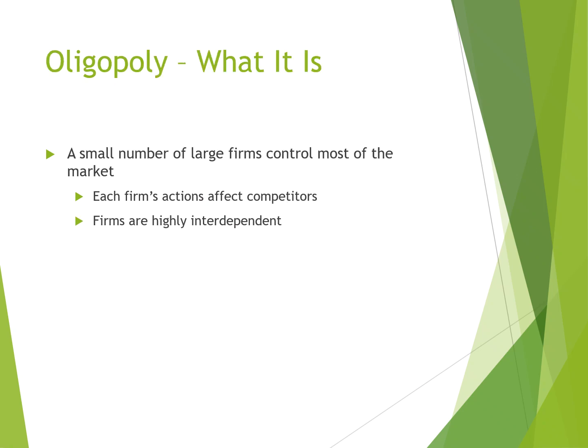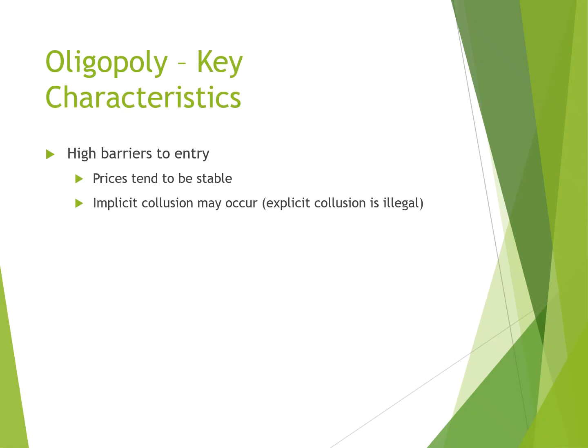An oligopoly exists when a small number of large firms control most of the market. Because there are so few firms, each firm's decisions directly affect its competitors. This creates strong interdependence between firms. Oligopolies usually have high barriers to entry, which prevent new competitors from entering the market.